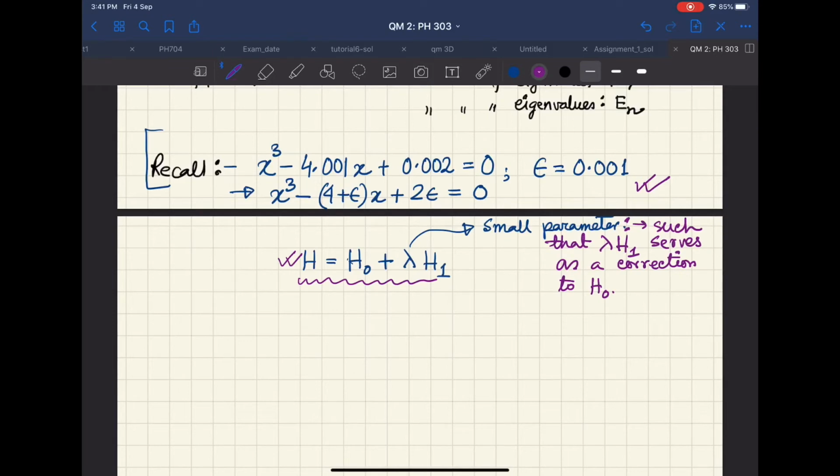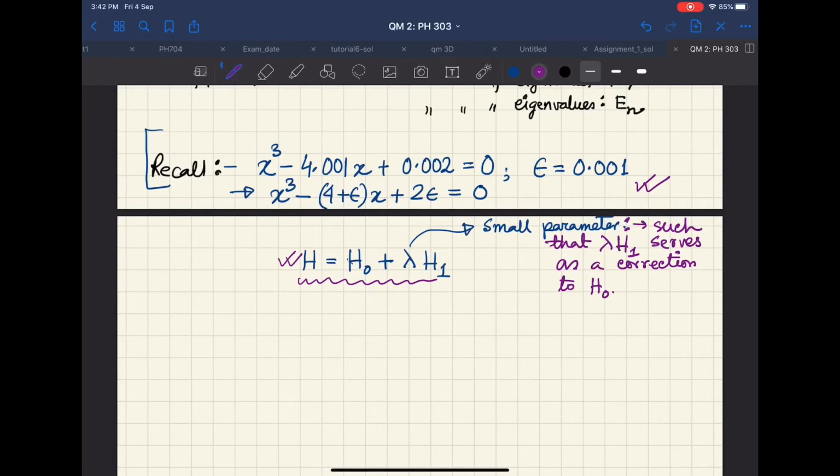Now we have to keep one thing in mind. We always work with Hermitian operators in quantum mechanics. Here also H0 and H1 both are Hermitian, and lambda is a real number, such that H remains Hermitian. That is another important aspect that you should always remember. Because we need real eigenvalues, we need to work with Hermitian Hamiltonians. Therefore, H0 and H1 both should be Hermitian, and lambda should be real.